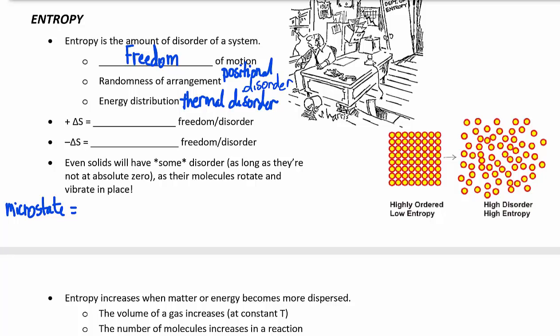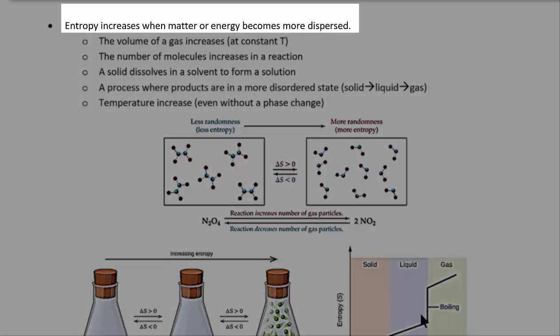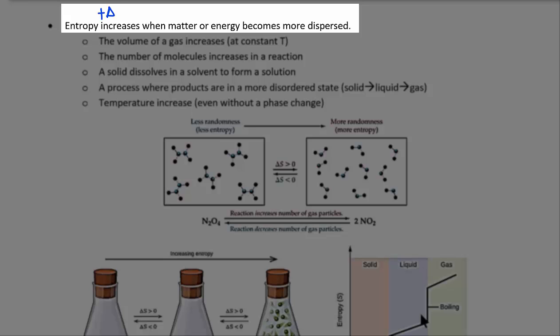A positive delta S, or a positive entropy, means that a system has more freedom or disorder. A negative delta S, or a negative entropy, means that the system went to less freedom or disorder. So going from a solid to a gas, you're going to increase the entropy, so it would have a positive delta S. Going from a gas to a solid, you're decreasing the disorder, so it will be a negative delta S. Entropy increases, or we'll have a positive delta S here, when matter or energy becomes more dispersed.